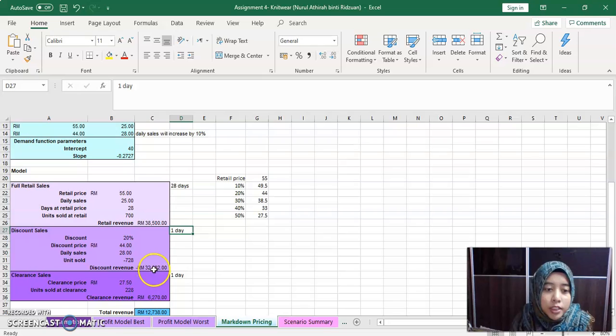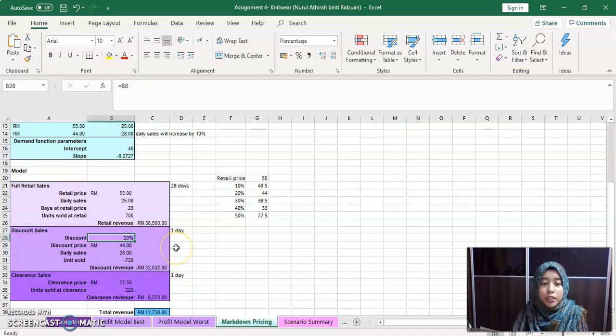For discount revenue, I multiply the discount price and units sold. I get negative 32,032 ringgit. This actually doesn't achieve the discount revenue. It is not good for the 20%. However, let's go to the 50%. For the next day, the clearance revenue is 6,270. It comes from the clearance price multiplied by units sold at clearance.